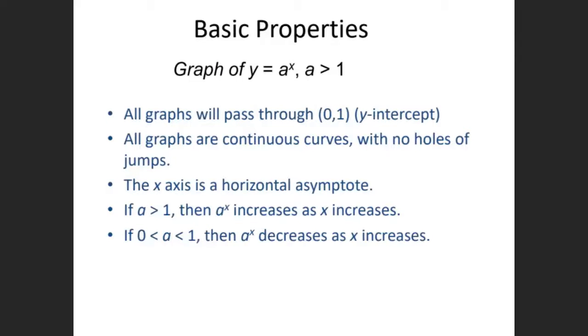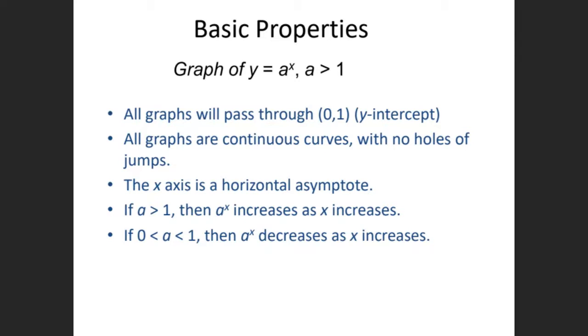All right, so let's look at some basic properties, and this is to help us graph. I like to think of this equation, y equals a to the x, as our parent function or parent equation, and this graph has a y-intercept at (0, 1). When x is equal to 0, y is equal to 1. The graph is continuous, and continuous again means that there are no holes or jumps or breaks.